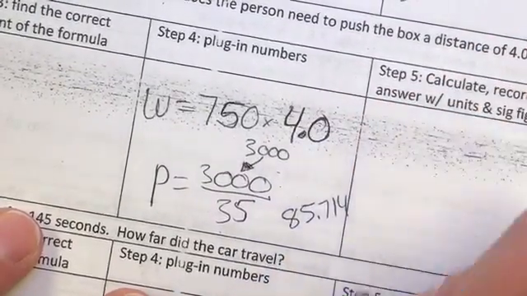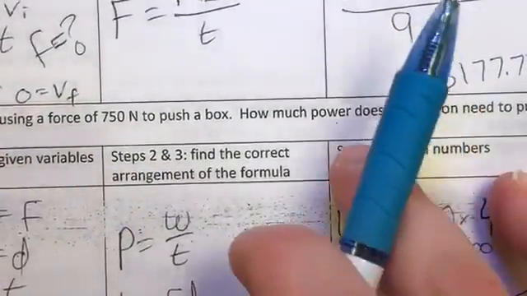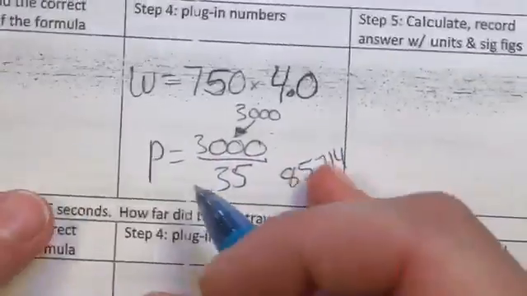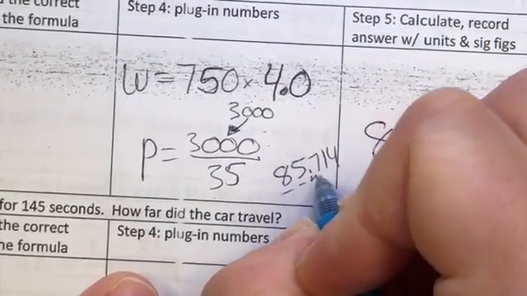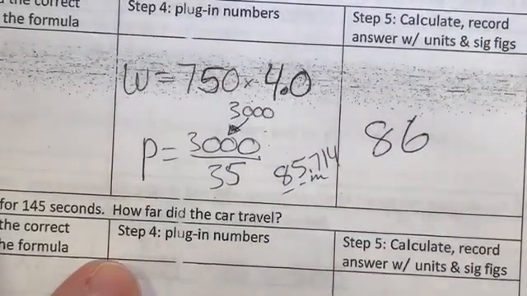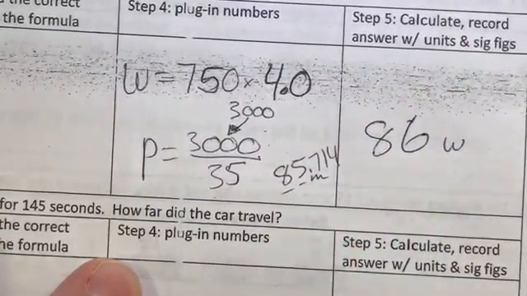85.714 and so on. Significant figures: 2, 2, and 2. So our final answer needs 2 significant figures. 85, that 7 is going to round the 5 up to a 6. And the units of measure for power is watts.